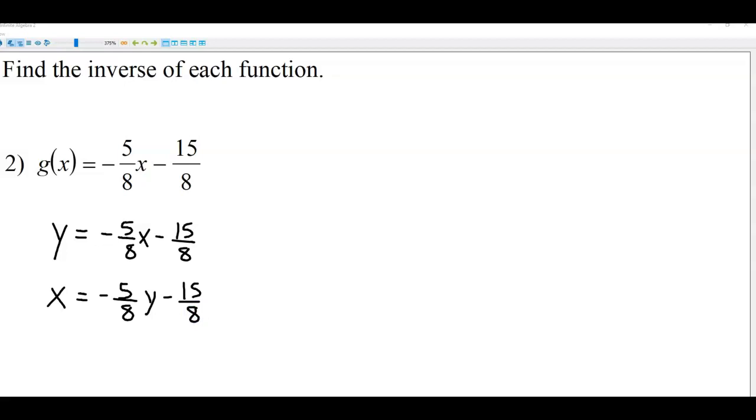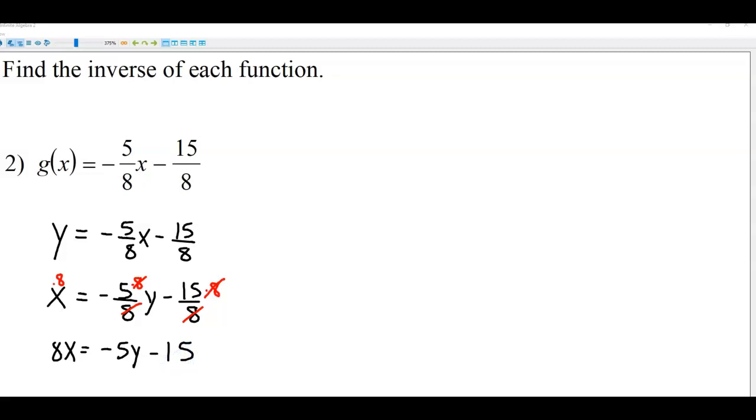So the first thing I might do here to get rid of the denominators is I would multiply everything times 8. So I'll multiply by 8 here, I'll multiply by 8 here, and I'll multiply by 8 here. And that's going to cancel these 8's out on this side. So we're left with 8x on the left, negative 5y, and then minus 15.